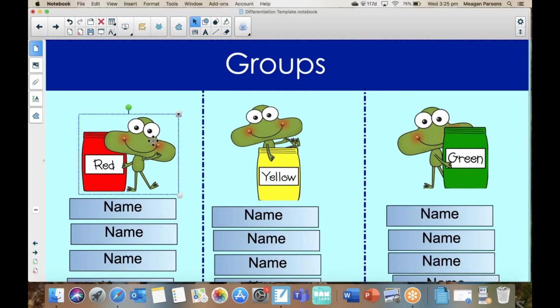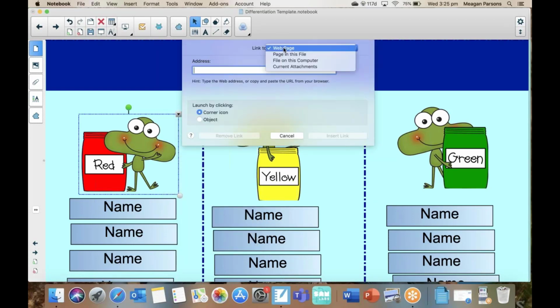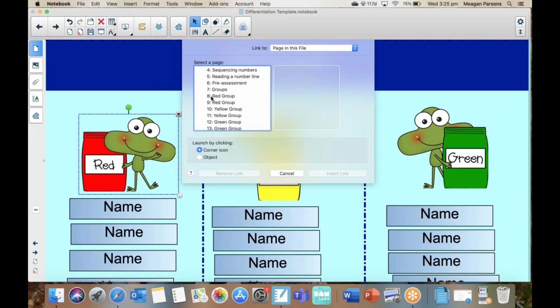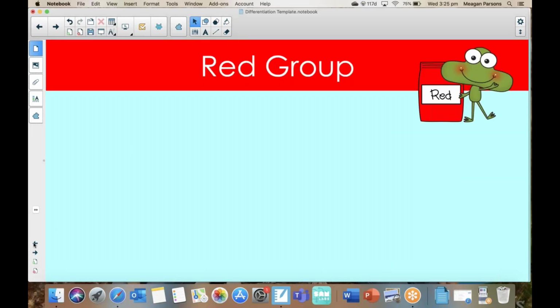So if I click on my image and use my little drop-down box over here, I can click on link my page. I'm going to link it to another page in this file, and I want it to go to my red group. And the thing that I tend to forget is to change it to this object. So I can click object and say insert my link. And now what will happen is when I click on my frog, it will take me to my red group.